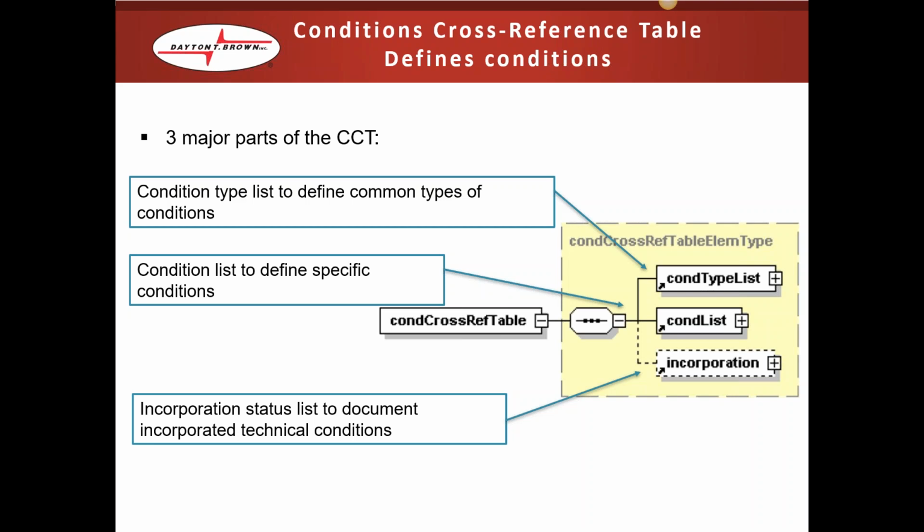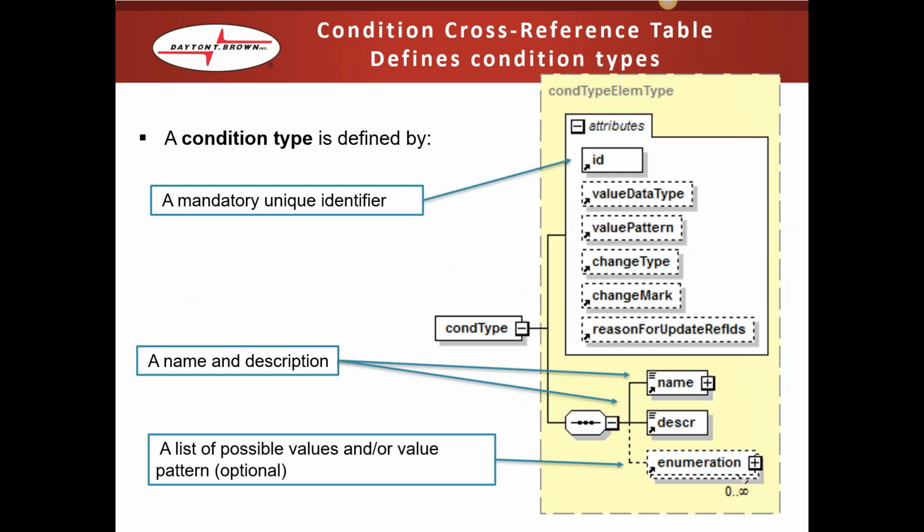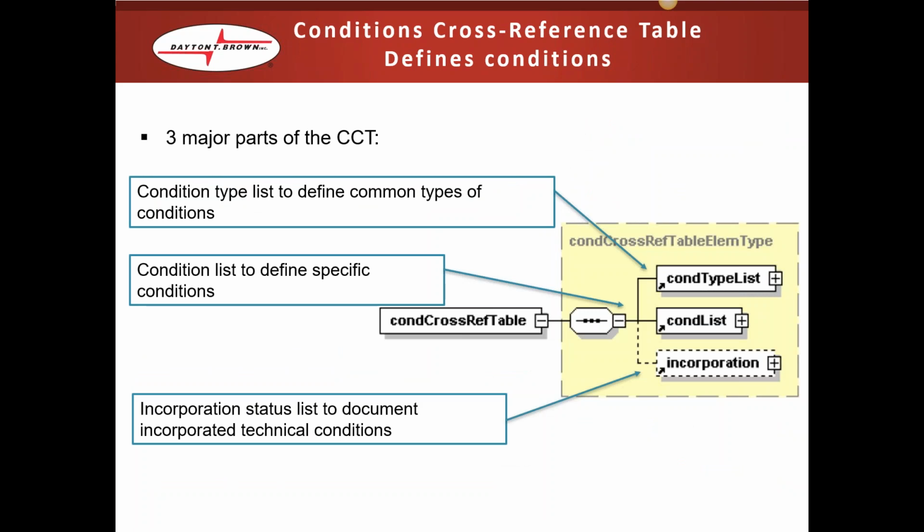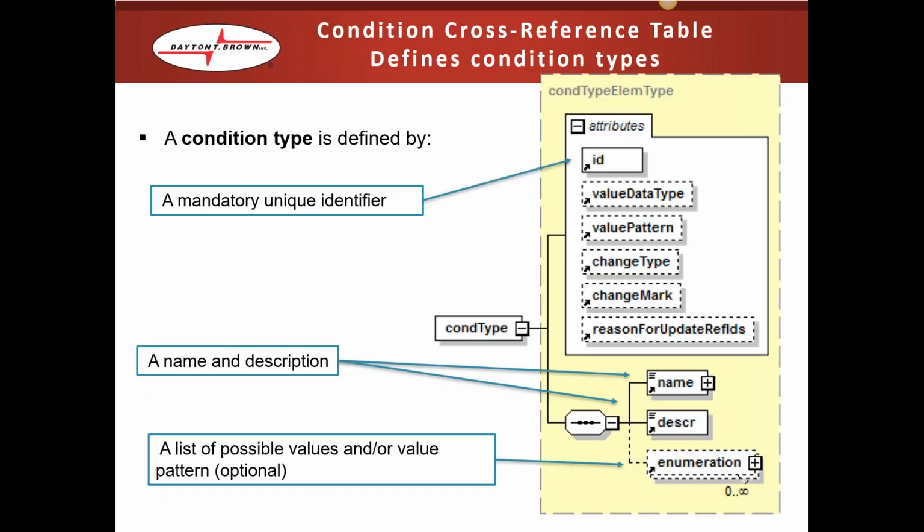All right, so let's dive into the condition type lists and define what those are. The previous slide showed all three sections within the CCT. Now we're going to break those down into each section.